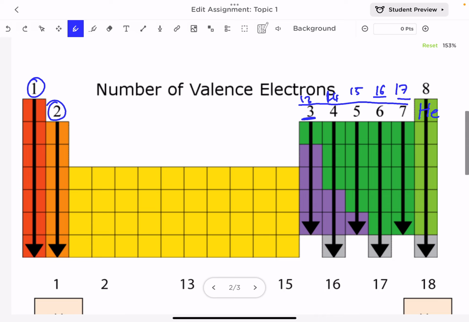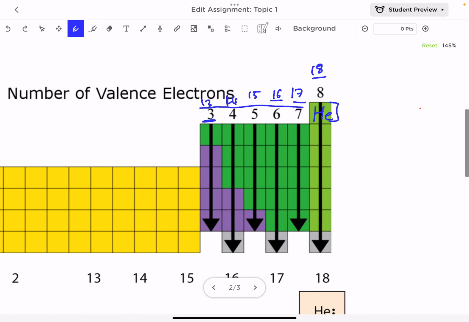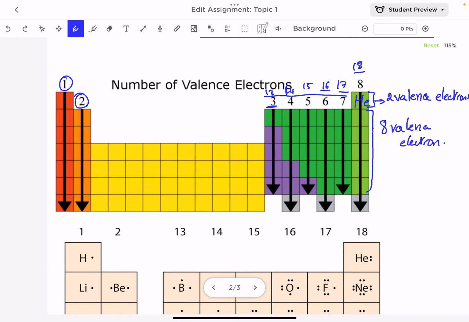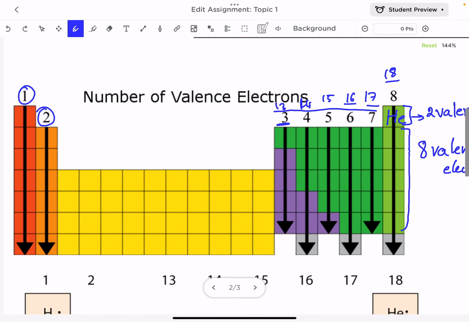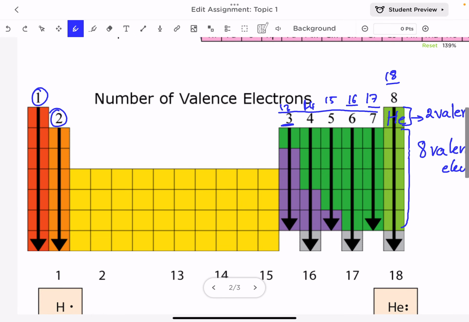And for group 18, except for helium, the rest of the elements of this group have 8 valence electrons. Helium has 2 valence electrons. So if you know your element and you have a question to identify how many valence electrons, you directly relate the number of valence electrons to the group number.